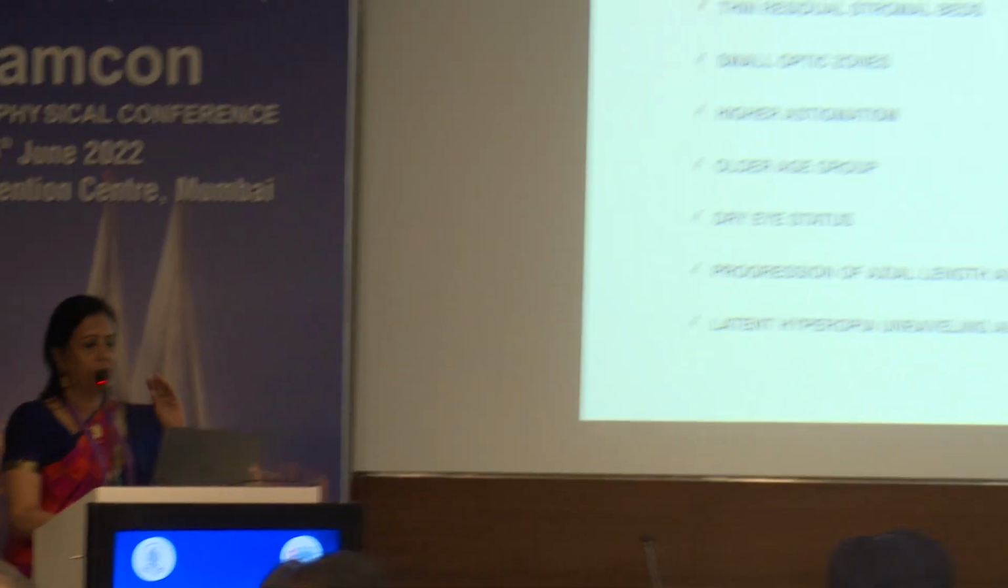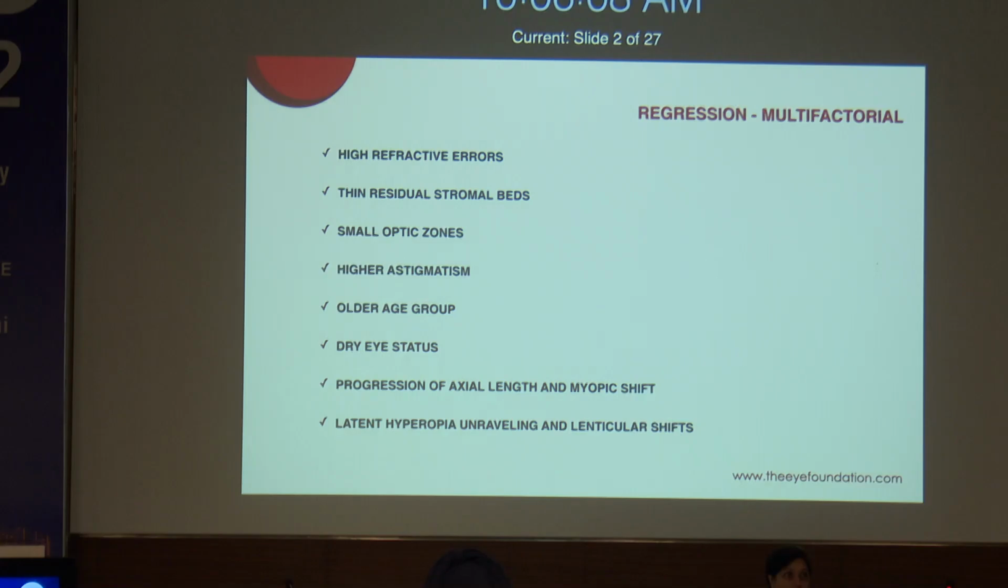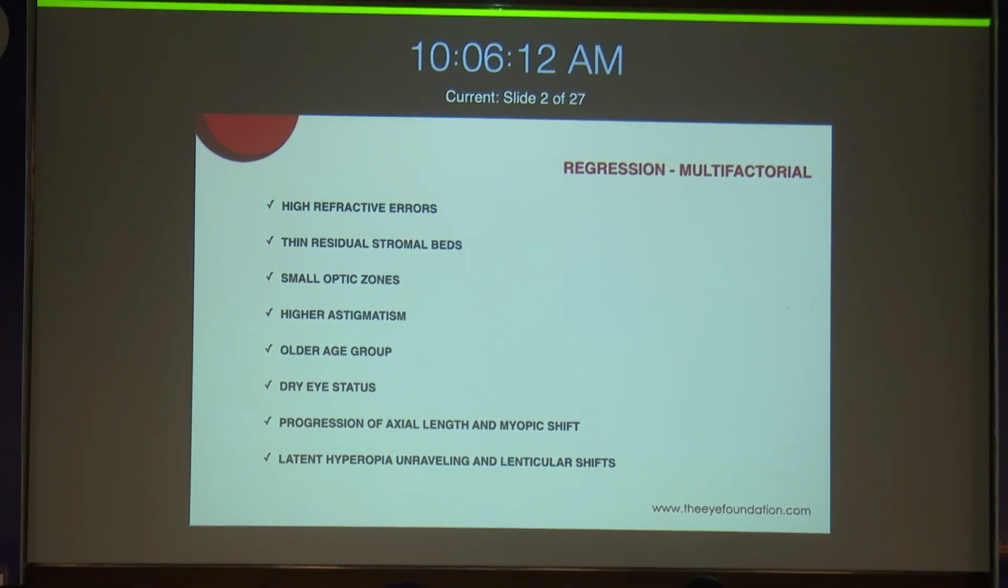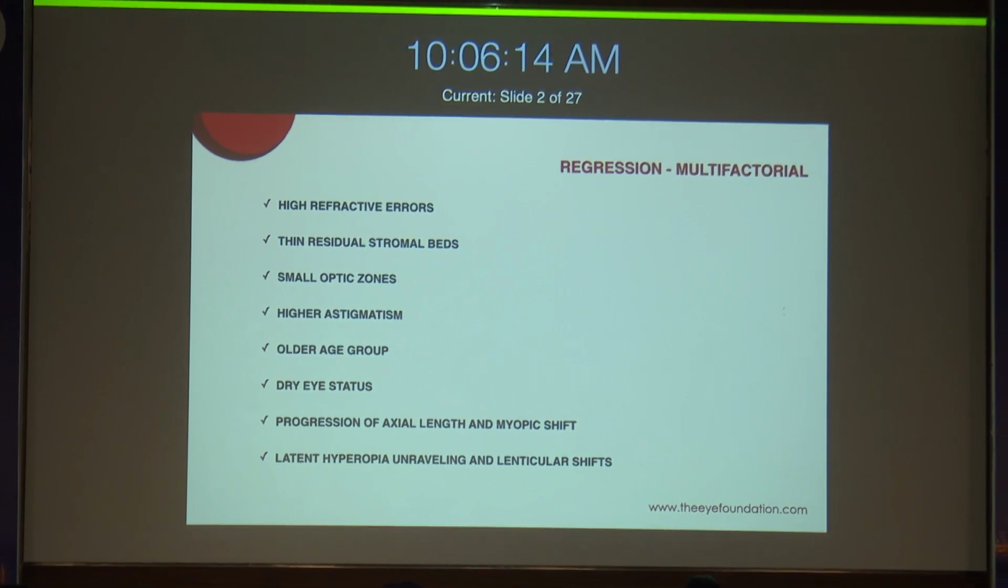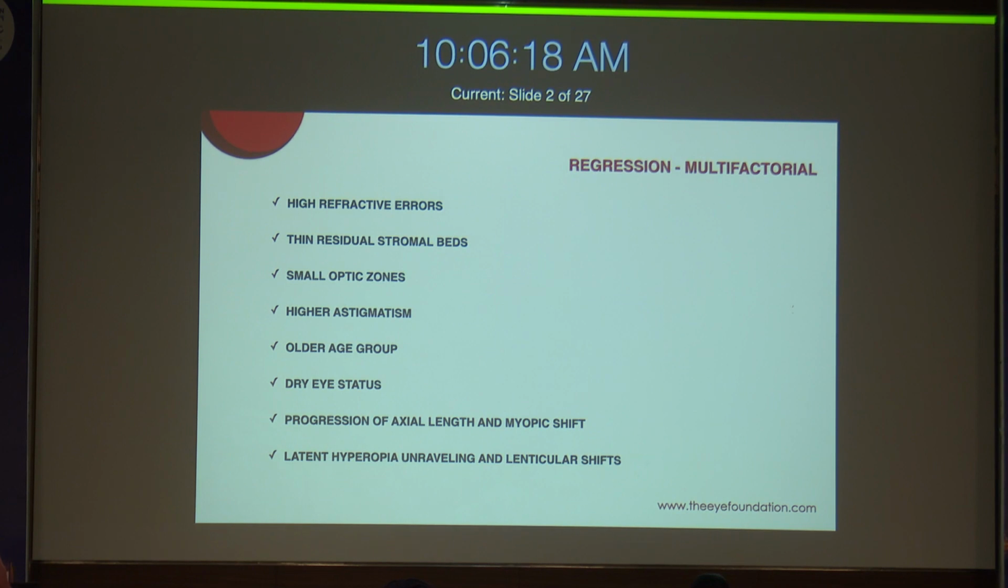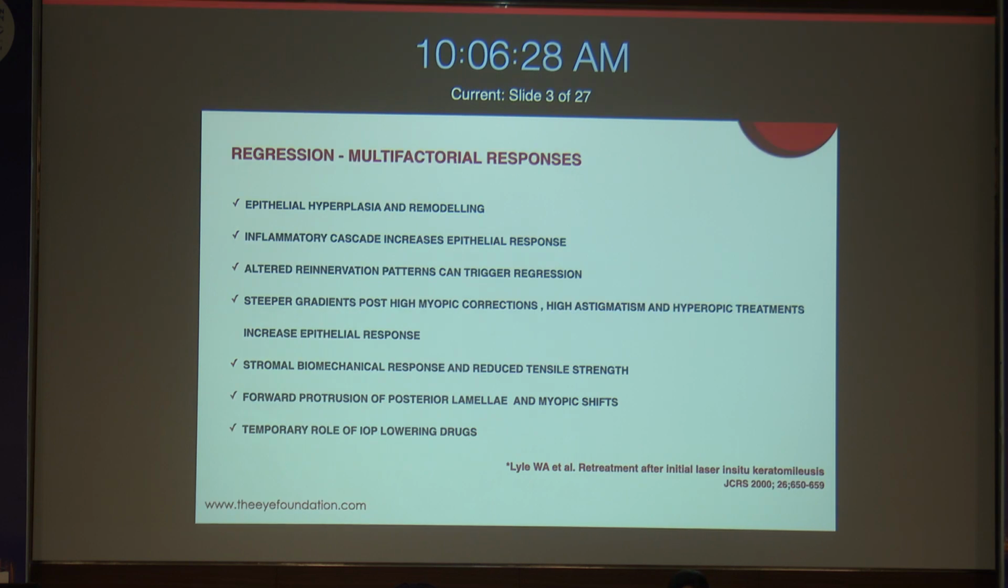We shall go on to my talk on regression post-refractive surgery, when and how to intervene. Now I'm going to try to go fast. We all know that if it's a high refractive error, a thin stroma, if you have made a mistake of using a smaller zone, and if there is high astigmatism, a patient older in age group, dry eye status, if there is a progression of axial length, keep that in mind. Or if there is a latent hyperopia which is unraveling and lenticular shifts, these are the causative factors.